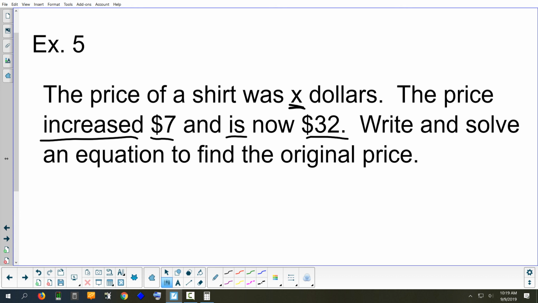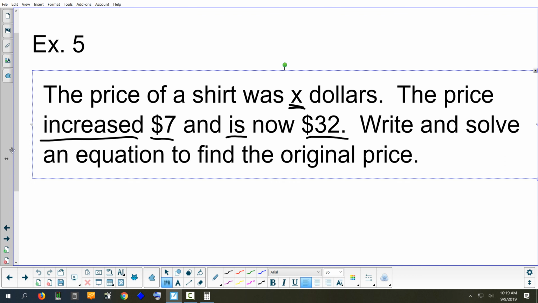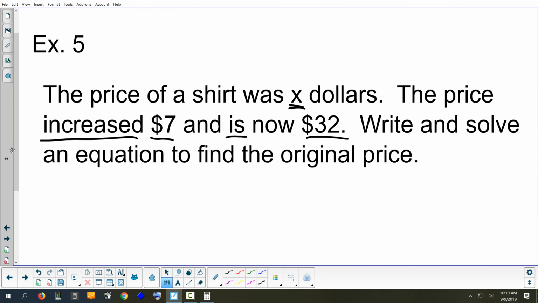So it says the price. What's our price going to be represented by since we don't know it? Sometimes you can pick it. X. Yep, the price is going to be represented as X. So it says the price increased by 7. So how would you write price increased by 7? X plus 7. Perfect. The price increased by 7.